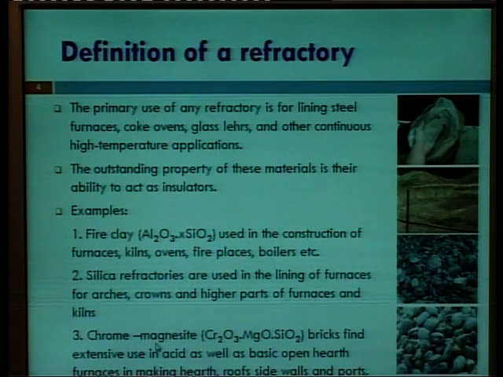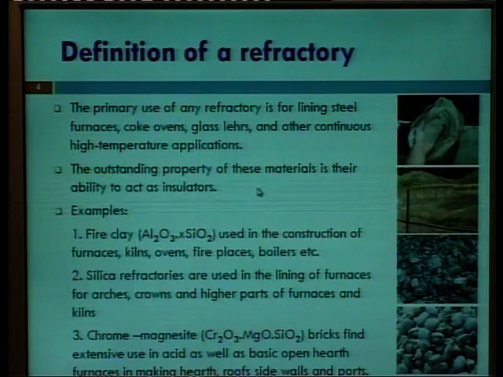Chrome and magnesite, that is chromium oxide, magnesium oxide silicates or chromium silicate, magnesium silicate complexes, which are used in the form of bricks, find extensive use in acid as well as basic open hearth furnaces in making the hearth, roof, side walls and pots. So, these are the applications of refractories.